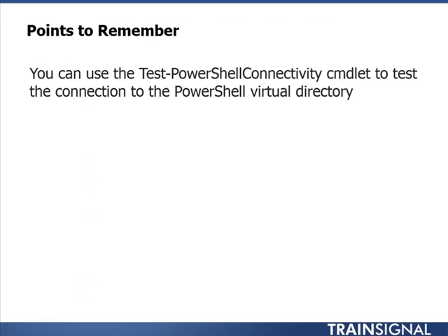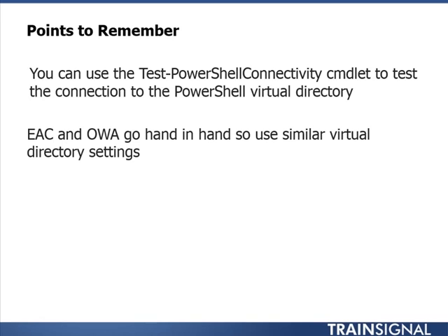So one of the points to keep in mind is that you can use the Test-PowerShellConnectivity cmdlet to test your connection to the PowerShell virtual directory. So that's something that you can use for your remote PowerShell connections. Another point to remember is that the EAC, the Exchange Admin Center, and Outlook Web App go hand in hand, so you want to remember to use similar virtual directory settings. For example, you don't want to require Secure Sockets Layer on Outlook Web App, but not the EAC. Since the two are integrated, and remember when we say EAC, really the virtual directory is the ECP directory. So we'll take a look at that in a moment, but again, the two are integrated. So you need to be aware that there's a combination of experience there, that if you make changes to Outlook Web App, you need to make sure that you also make similar changes to the virtual directory settings for the EAC through the ECP settings.